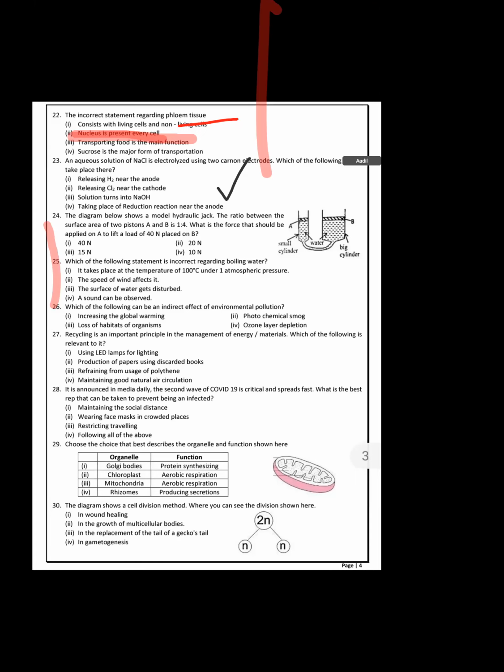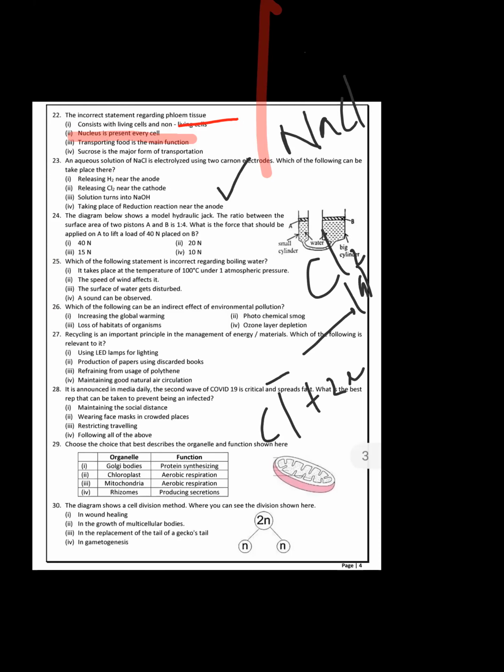Releasing the N2 gas. Releasing the chlorine gas. And solution turn NaOH. Here the answer is the second one. When we do the NaCl, Cl minus at the electrodes, after that it can become Cl2 gas.